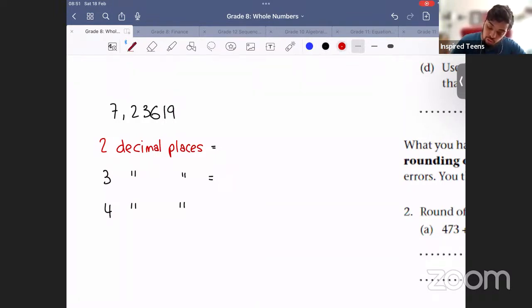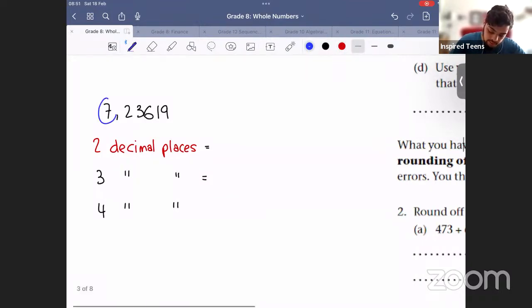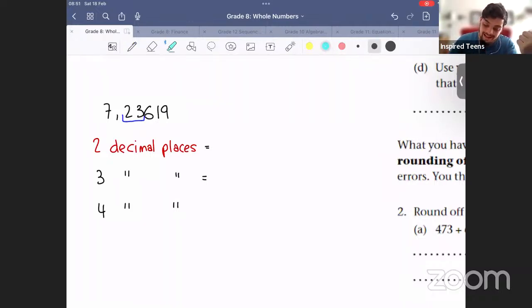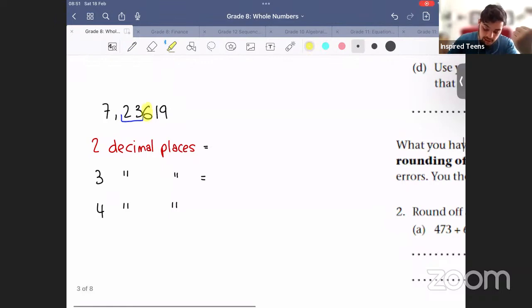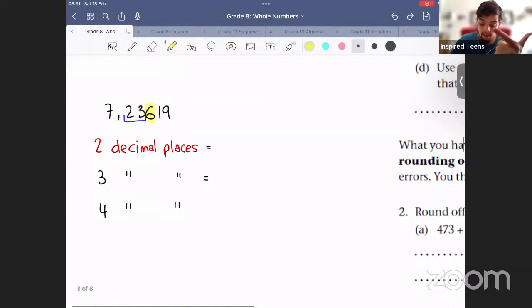So if I'm going to round off to 2 decimal places, remember, this is before the decimal. Decimal values are after our digit, after our comma, basically. So 2 decimal places means after the comma, I want 2 numbers. So if I want 2 numbers, I need to look at the third number in order to round off the first 2 numbers. So 2 decimal places means 2 decimal places after the comma. That's all I want. I don't want the rest. I want these to be gone.